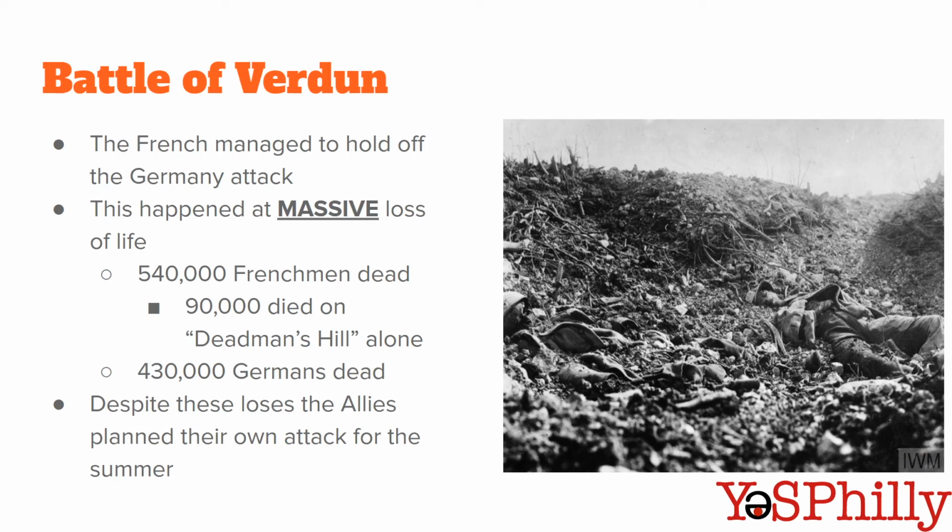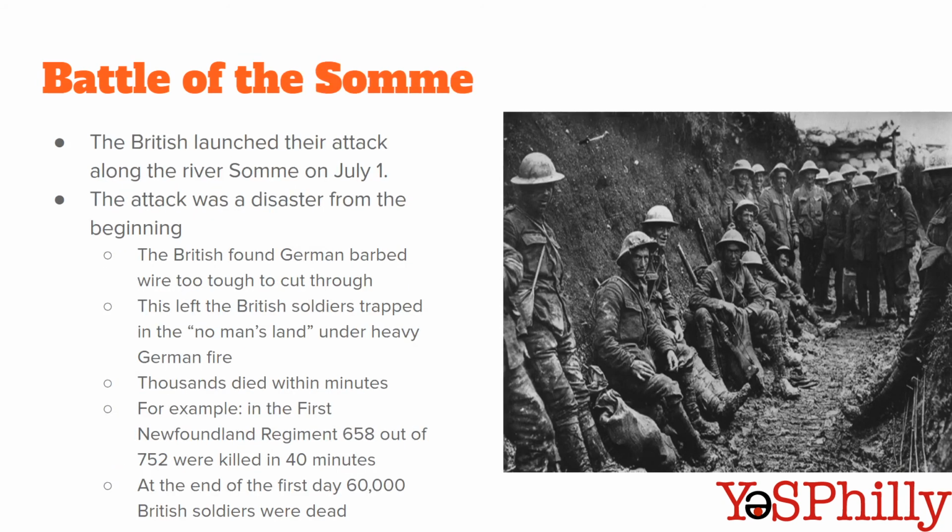Now, despite these huge losses, again, remember, over 500,000 Frenchmen are dead. The Allies want to launch their own attack as a response to what happens at the Battle of Verdun. And that's going to lead us to the Battle of the Somme. The British launched their attack along the River Somme on July 1st of that year, 1916. The attack was a disaster from the beginning. All right, it was a gigantic disaster.